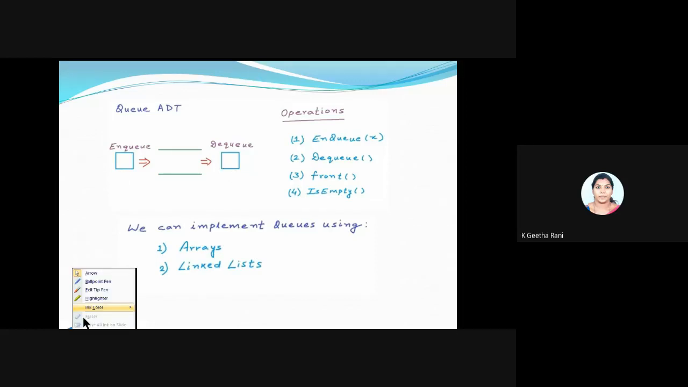Fine, and we have two more operations. We call them front off and is empty. So we have two ends. One is the front end and another one is our rear end. While dequeuing, I'll be having an end called front, and while enqueuing, I'm having an end called rear. This front off will be returning me the element which has been dequeued.